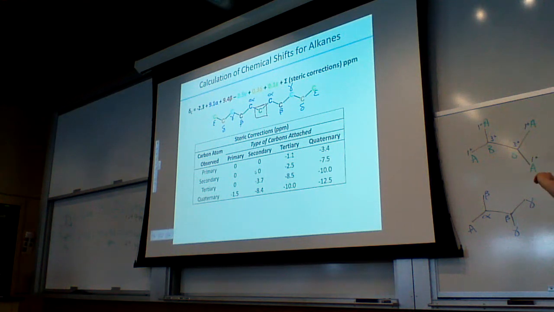So our first, we start with -2.3 parts per million. And then we add for the beta.